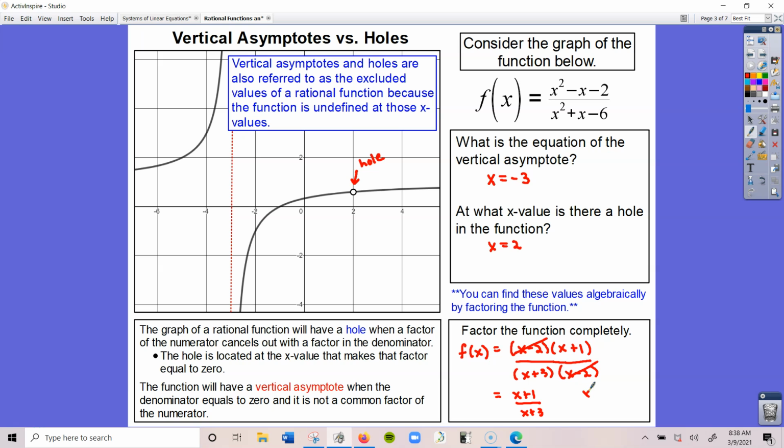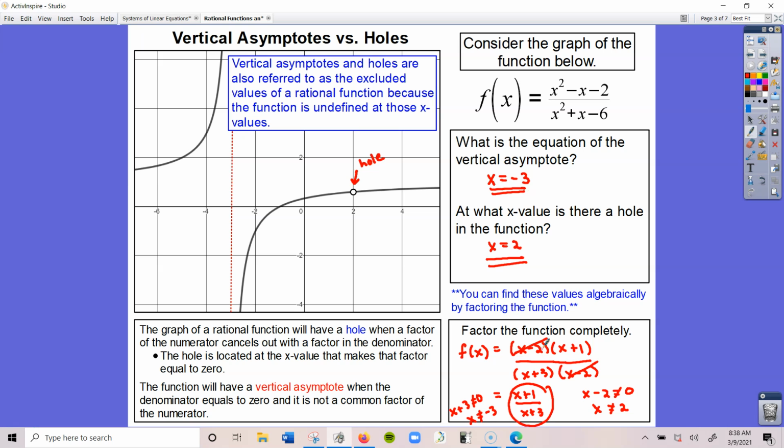See, if I were to take the factor that canceled, x minus 2, and make it not equal to 0, we would get that x does not equal 2, which is exactly where I have the hole. And then whatever I have left over, if I set that denominator not equal to 0, we get that x cannot equal negative 3, which is exactly where I have the vertical asymptote.